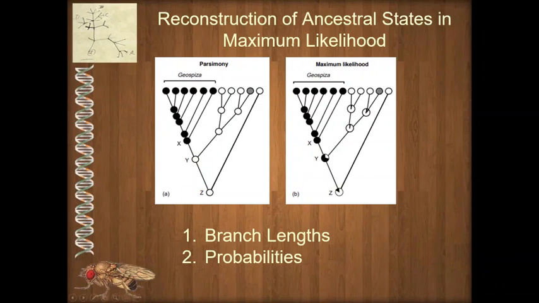So we can map states not only in a parsimony framework. In this example, all of the black ones share a food source. They all eat one thing. The gray one eats a second thing, and then the white ones all eat a third thing. So I have different foods.